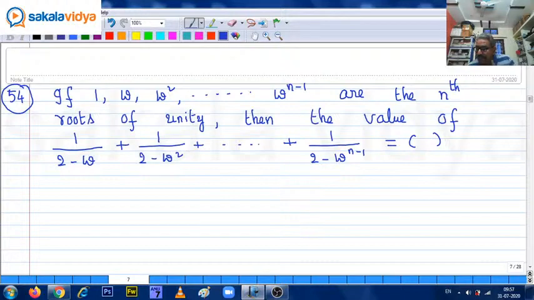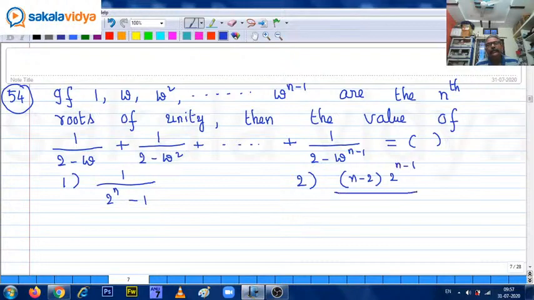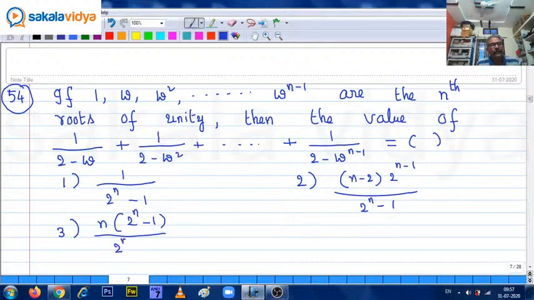Okay, Akshita, Cheti, Govind, Sumant. First option: 1 raised to 2 to the power of n minus 1. Second option: n minus 2 times 2 to the power of n minus 1 upon 2 to the power of n minus 1. Third option: n times 2 to the power of n minus 1 upon 2 to the power of n plus 1. Fourth option is none.